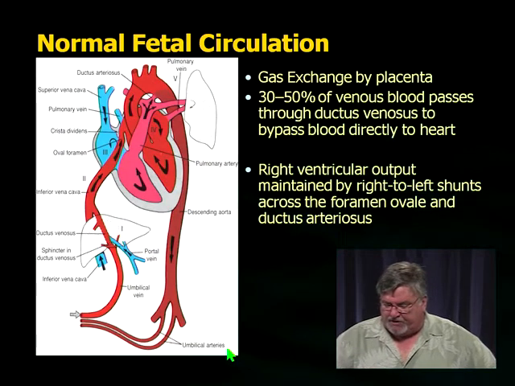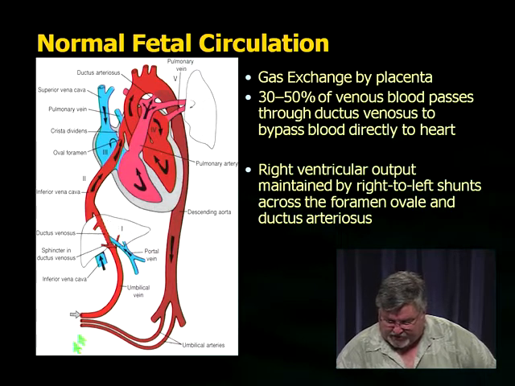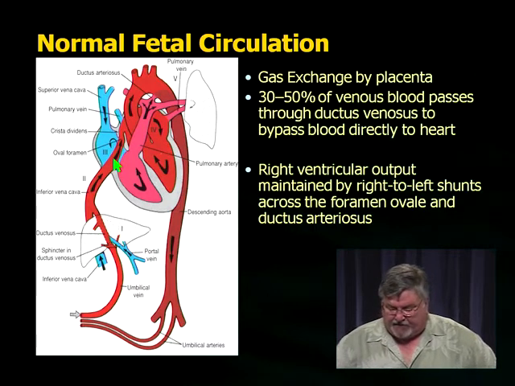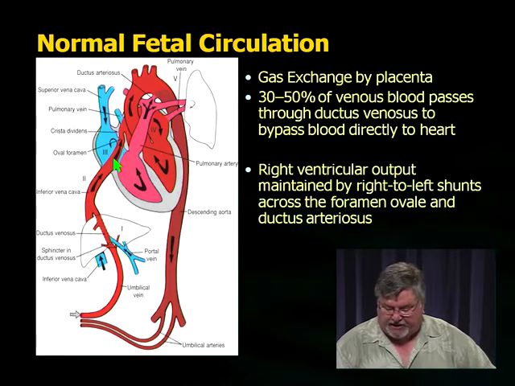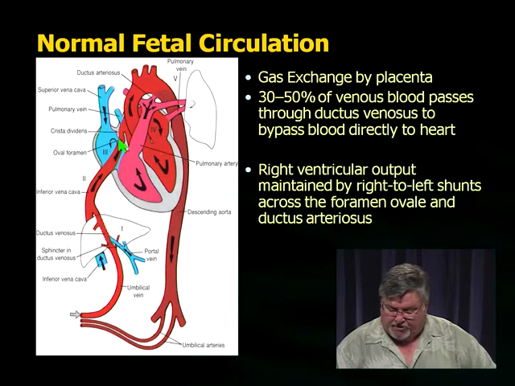So normal fetal circulation, we talked about the fact that gas exchange occurs down here by the placenta. So oxygenated blood goes up the umbilical vein, and then through the ductus venosus, and then into the inferior vena cava. And then the first shunt is across the atrium through the patent foramen ovale, and that's how the majority of oxygenated blood ends up on the left side of the heart.